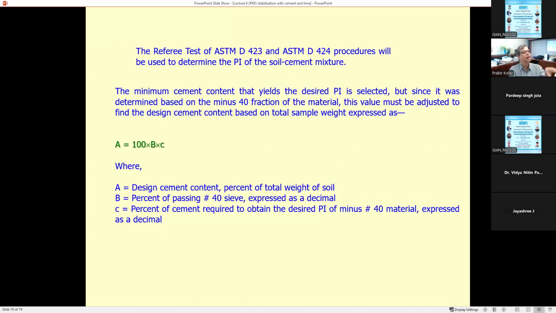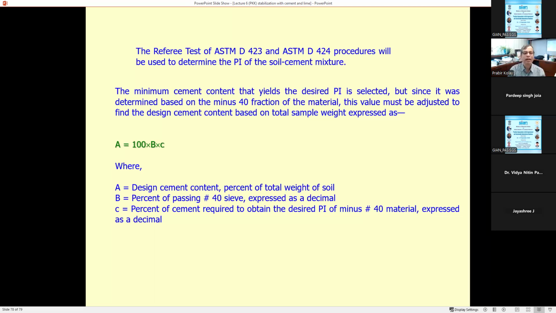There are some guidelines for how much design cement content you need to use. So 100 times A is equal to 100 times B times C, where B is the percentage passing number 40, and C, expressed in decimal, is the percentage of cement required to obtain the PI minus 40% number 40 material. So again, this will give you some guidelines. Earlier you have seen ASTM 423 and 425. So you can find out how much is the optimum quantity of cement.